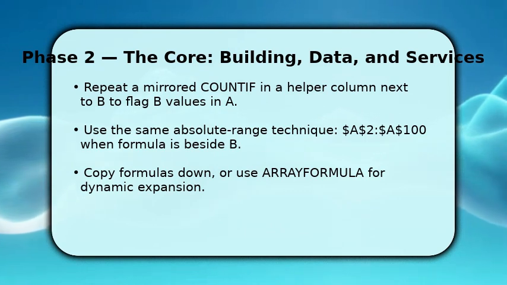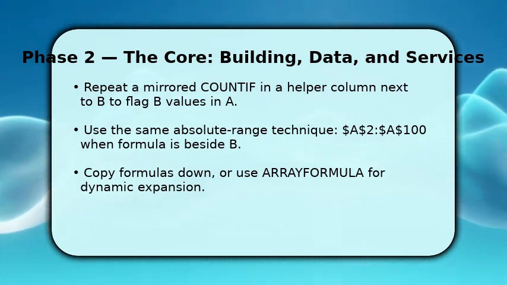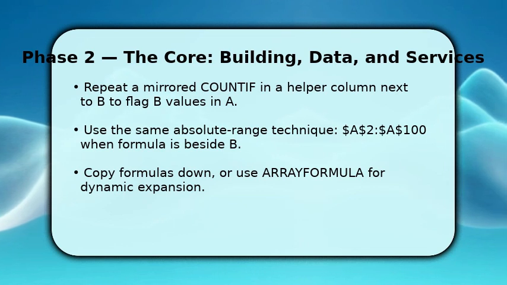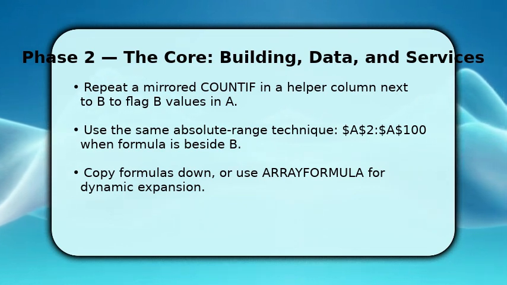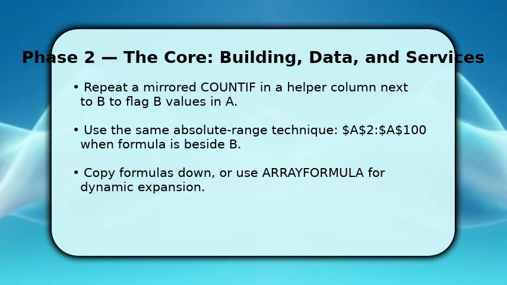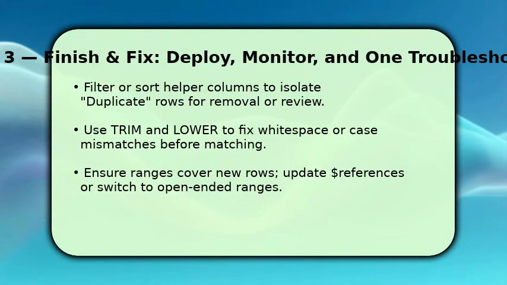Now you can sort or filter by the helper columns to group all duplicates together for review. To finish, filter both helper columns for "duplicate" and take action: delete, highlight, or move rows.